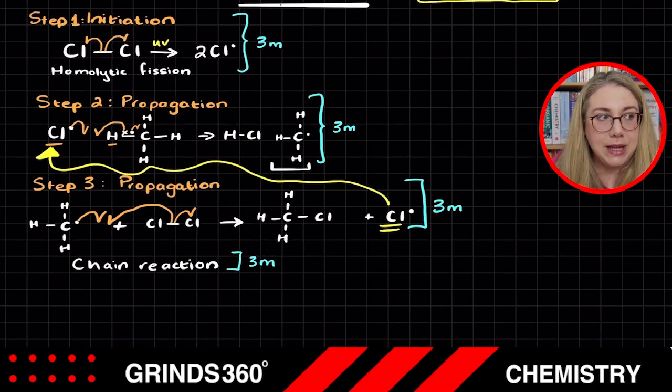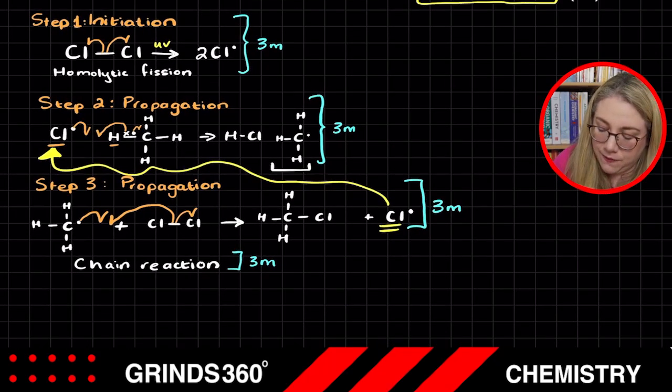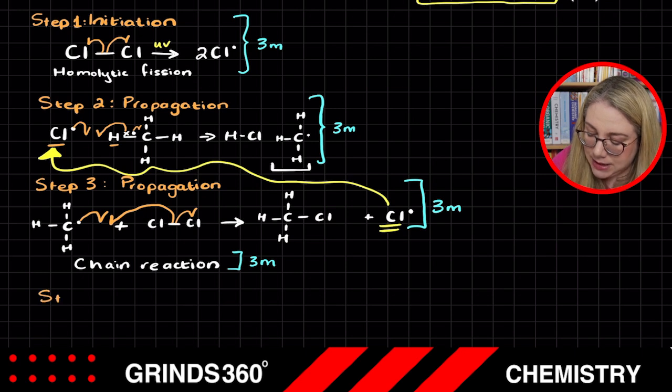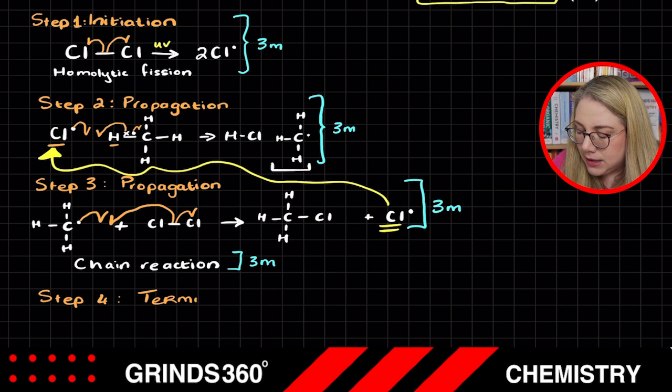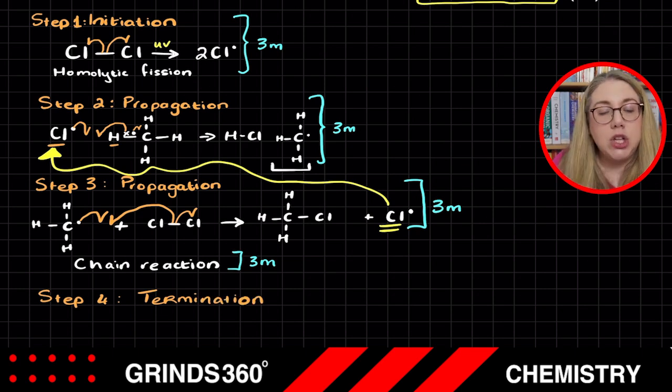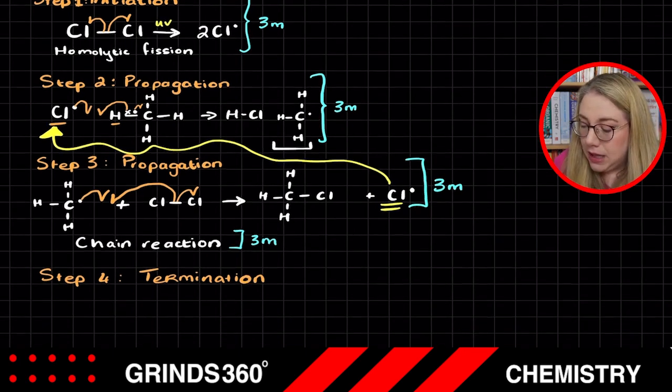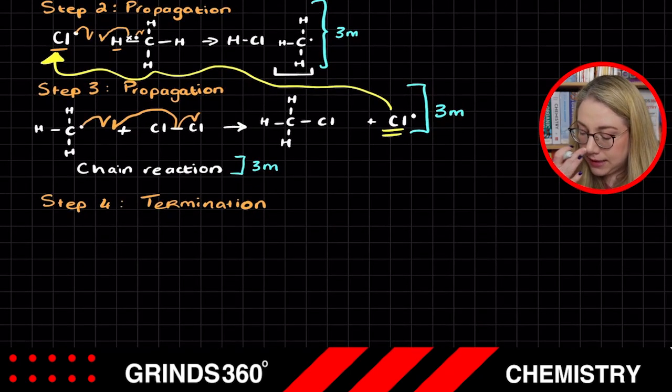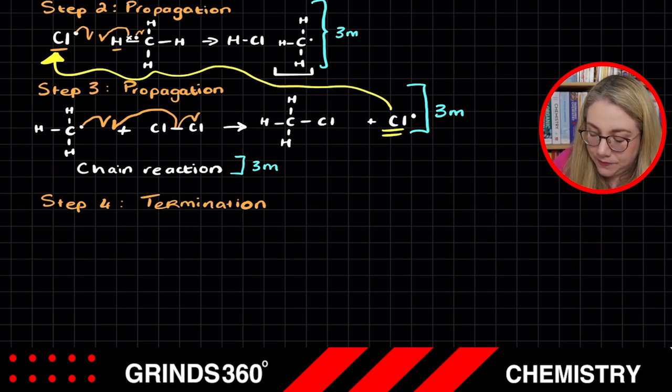My last step in this mechanism is step 4. Now this step is to show how do we get rid of the free radicals? How do you stop the free radicals from going round and round again and again in the propagation reaction? During termination, this is where 2 free radicals combine. Now there's 3 different reactions that can happen here. However, I would be inclined to give the one that forms the product that you're asked for in the question. So we're going to give the combination of 2 free radicals that will form chloromethane.